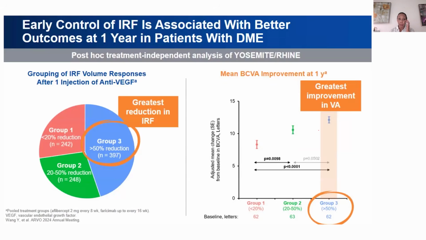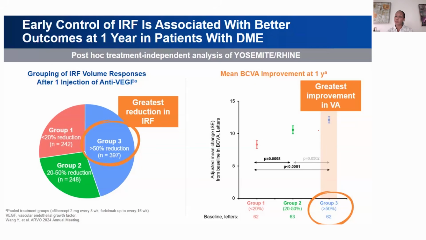So this is a slide that looked at a post hoc treatment-independent analysis of the Yosemite and Rhine studies. It looked at how well controlled intraretinal fluid and visual acuity were, grouping patients who had just one injection of anti-VEGF. They grouped them into three groups. Group one had a less than 20% reduction in intraretinal fluid. Group two had a 20 to 50% reduction of intraretinal fluid. And group three had a greater than 50% reduction of intraretinal fluid.